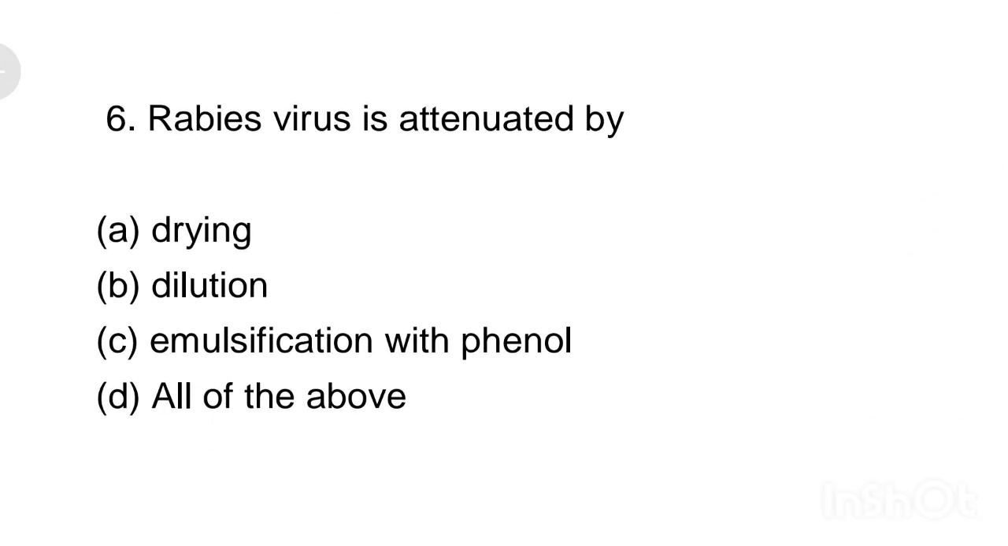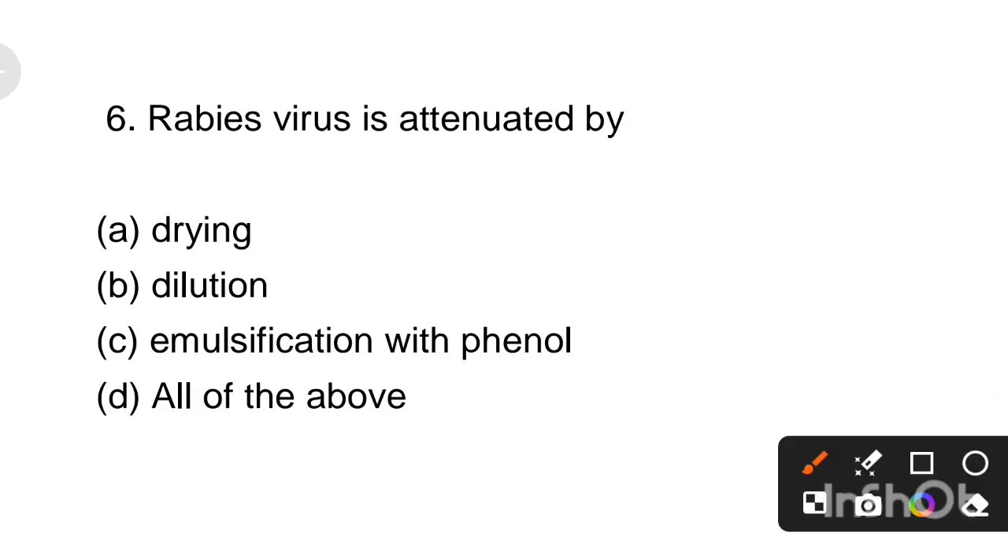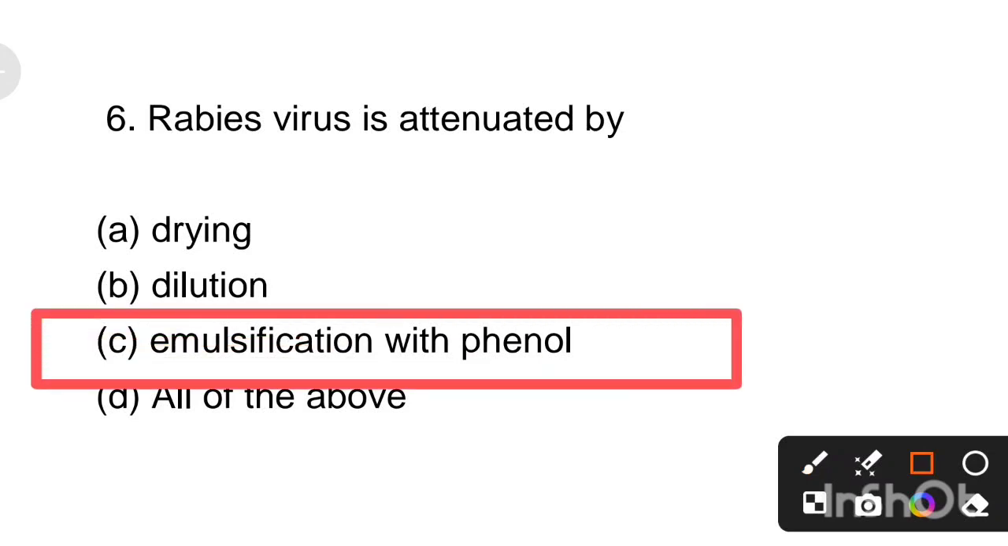Rabies virus is attenuated by: option A, drying; option B, dilution; option C, emulsification with phenol; option D, all of the above. Right answer is option C, emulsification with phenol.